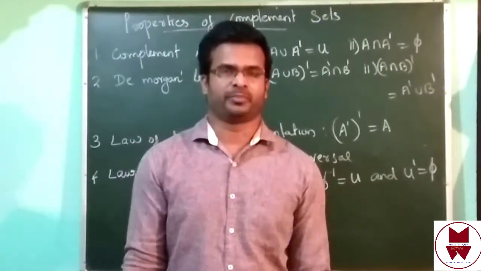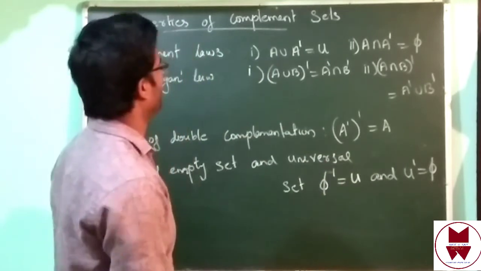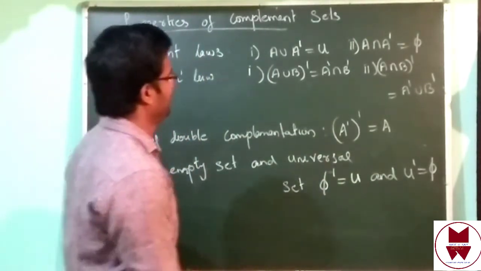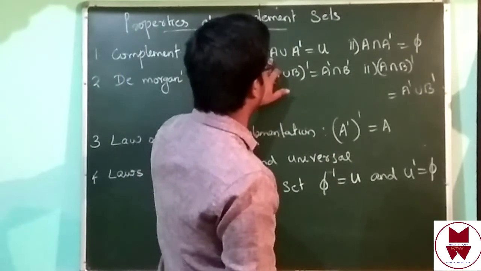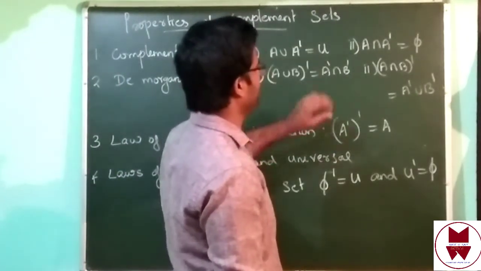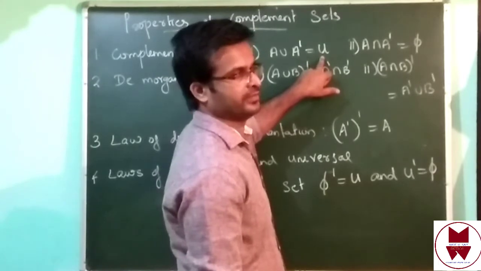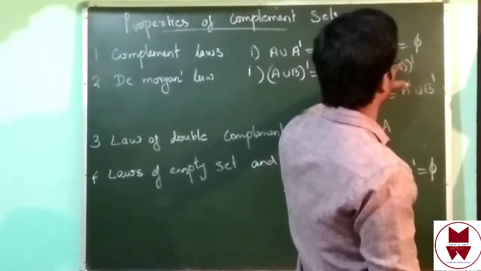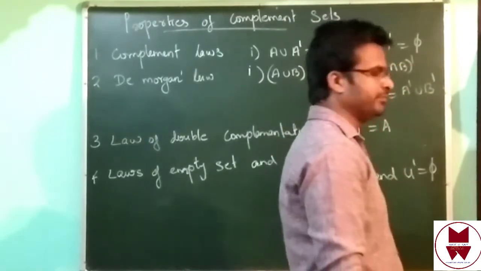Now you can see the properties of complement sets. First, complement laws. A union A complement, we will get the universal set. Then A intersection A complement is the empty set.